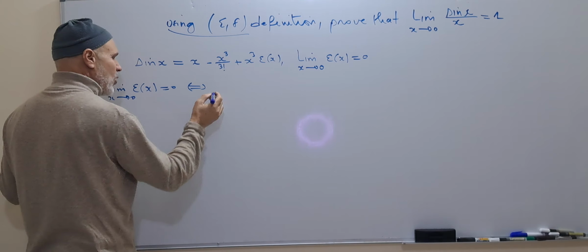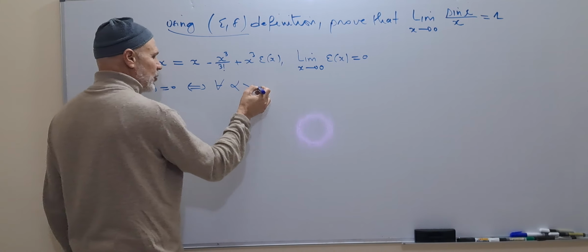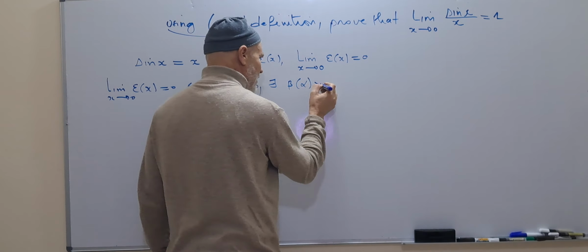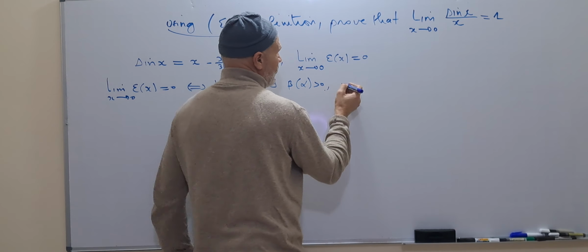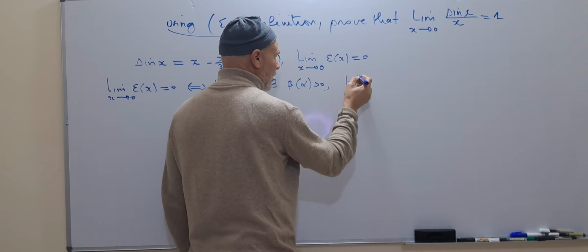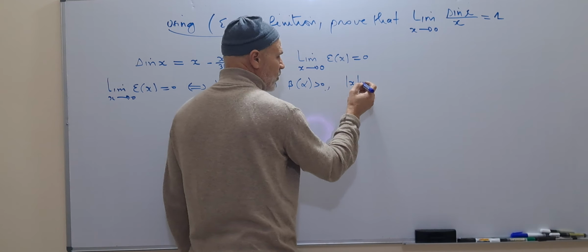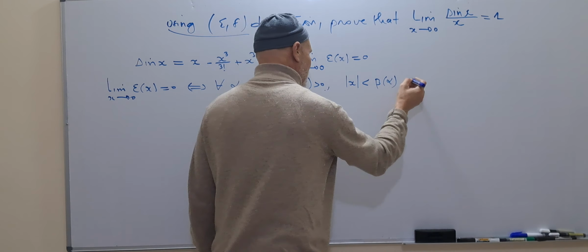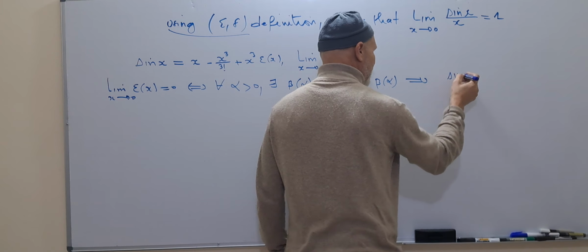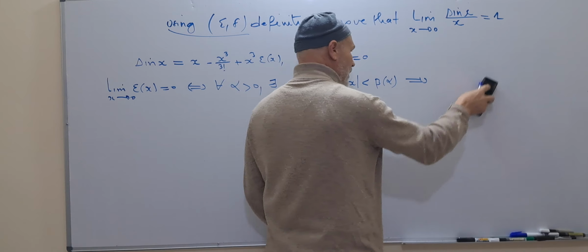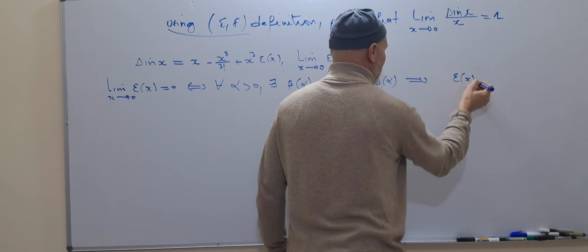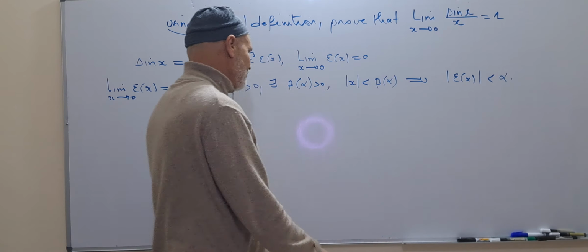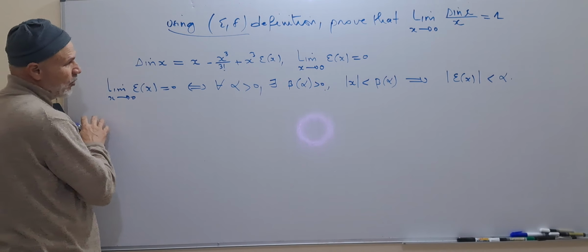This means that for all alpha greater than 0, there exists beta, which depends on alpha, greater than 0, such that for all x in the domain of definition, and it verifies absolute value of x less than beta of alpha, this implies that the absolute value of epsilon of x is less than alpha. This is true for all alpha positive.